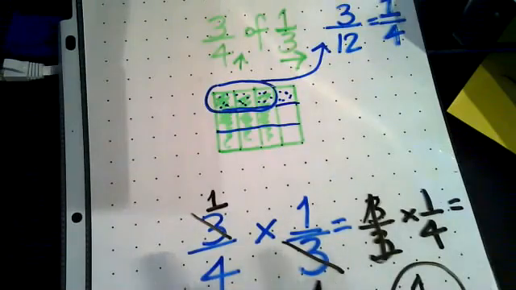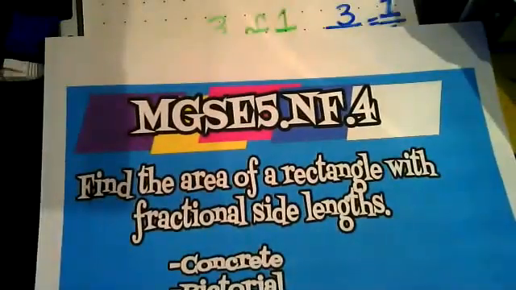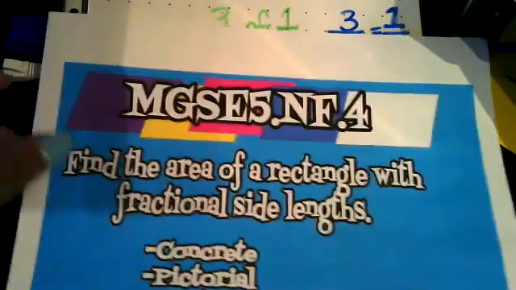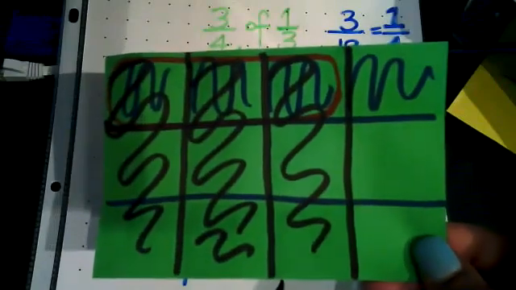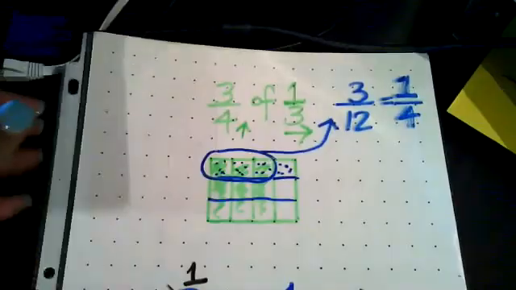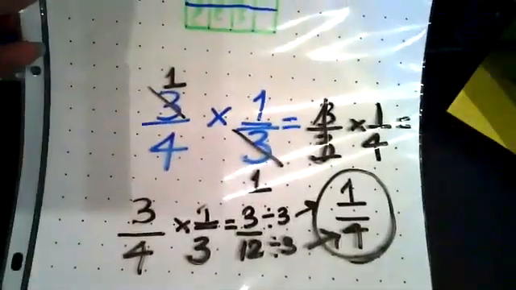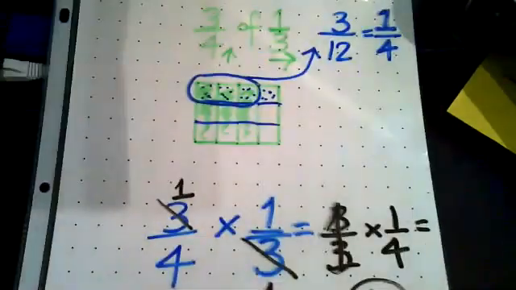Once again, this is a video showing you how to find the area of a rectangle with fractional side lengths. We did the concrete model using folding the paper. We did the pictorial where we drew it out. We drew an area model. And then, of course, you could do the abstract. Okay. Hopefully this helps.